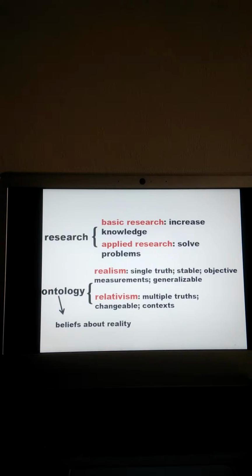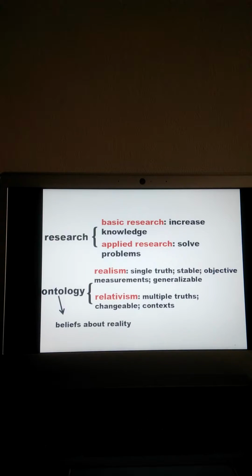So it can also be divided into two main categories. One is realism, and another one is relativism. Realism means that the researcher believes there is only one truth and it doesn't change. He will use objective measurements and the result is generalizable. So to some extent, realism can be known through quantitative research.